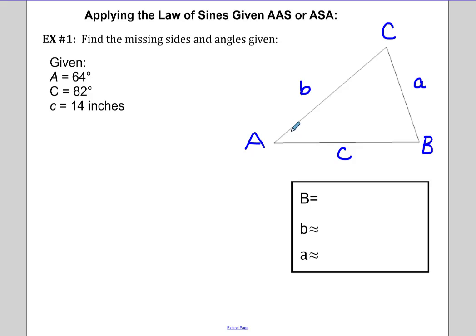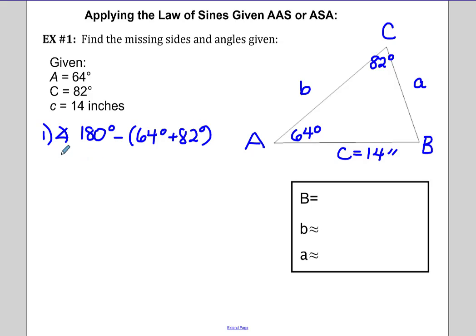If angle A is given as 64 degrees and angle C is given as 82 degrees and lowercase c is 14 inches, the first thing we can do is find angle B. The way you find angle B is to take 180 degrees minus the sum of the 64 and the 82 that we were given. So angle B is 34 degrees. Now we know that angle B is 34 degrees, and we can put that into our picture.